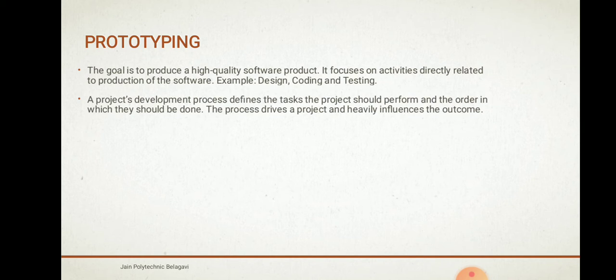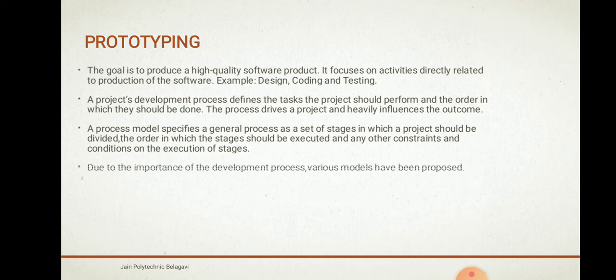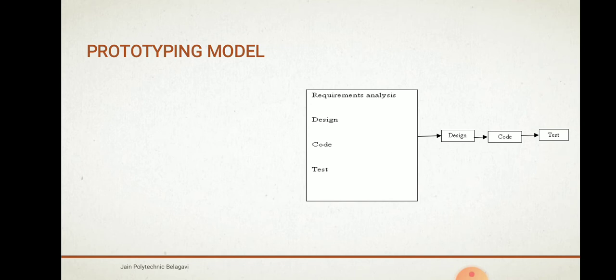Now a project's development process defines the tasks the project should perform and the order in which they should be done, as we have seen in the previous video. Also, a process model will specify a general process as a set of stages into which a project should be divided. Due to the importance of development, various models have been proposed. Now this is one of them, the prototyping model.